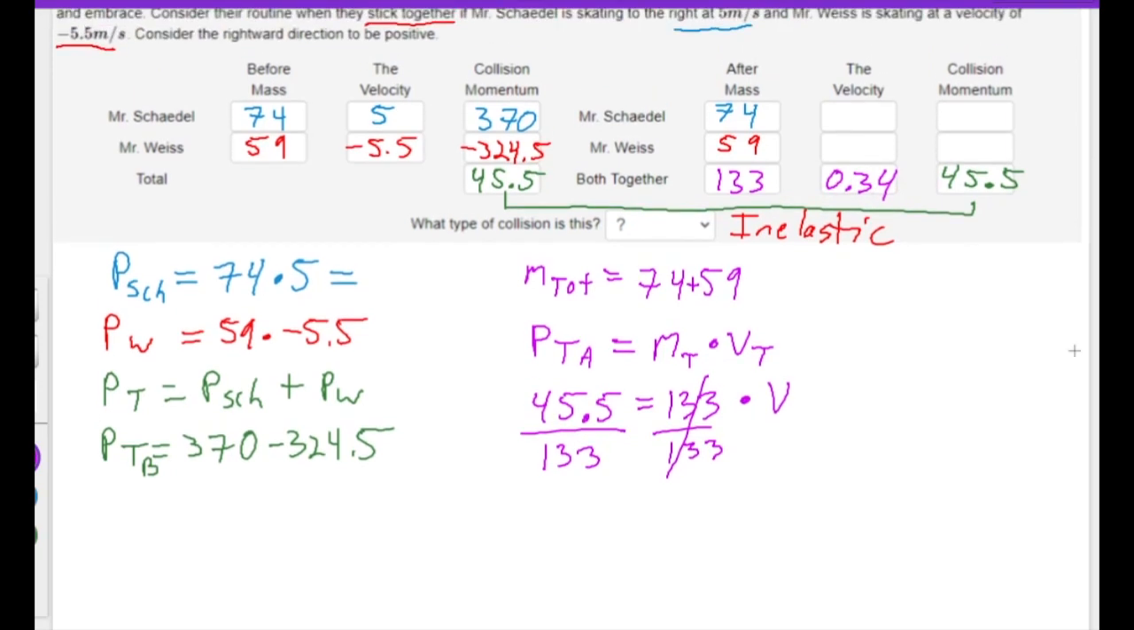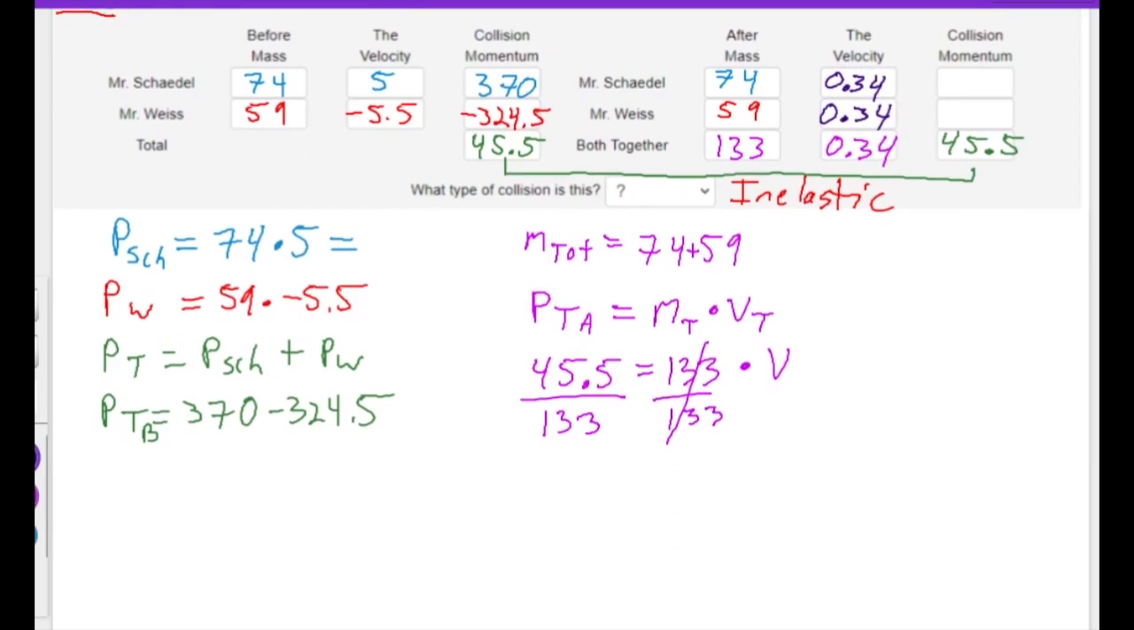So here's the part where a lot of kids get stuck, and they say, okay, I know that, but how fast is Mr. Weiss moving? How fast is Mr. Shadell moving? They're stuck together. If they're stuck together, it means that they have the same velocity. So Mr. Shadell's velocity is 0.34, and Mr. Weiss's velocity is 0.34. Now that I know their velocities, I can use that information to solve for their momentums.